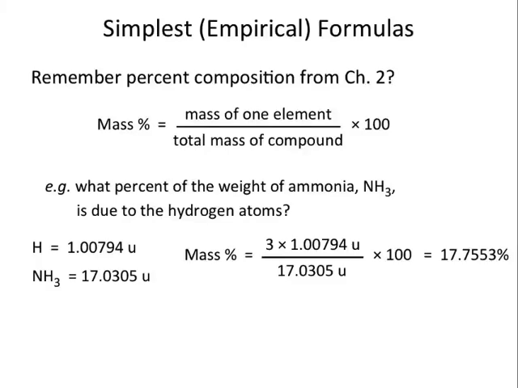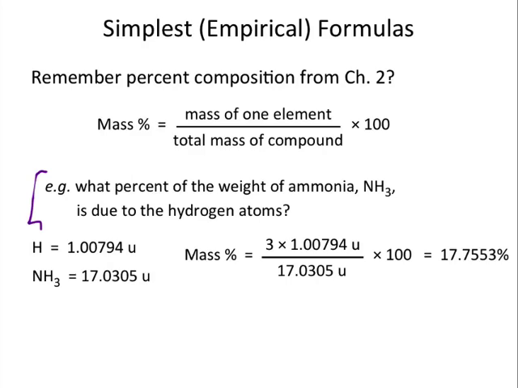Hello, in this video we're going to talk about empirical formulas. And so as an illustration of what this is, we have to start with percent composition. This is something we talked about in chapter 2, where if you take the mass of one element in a compound and divide by the total mass of the compound, multiply it by 100, you get what's called the mass percent. And so an example down here, what is the mass percent of hydrogen in ammonia?